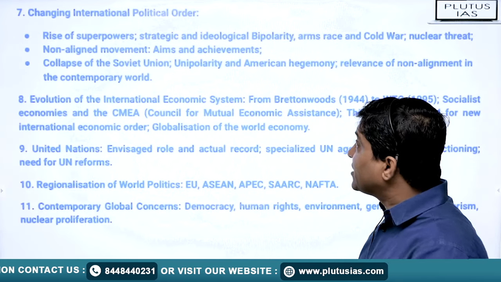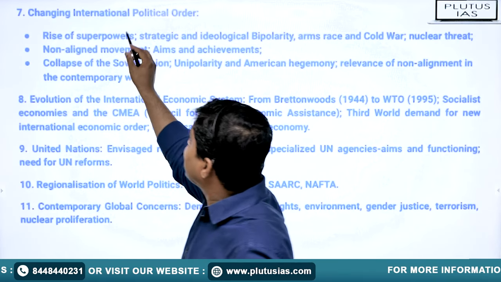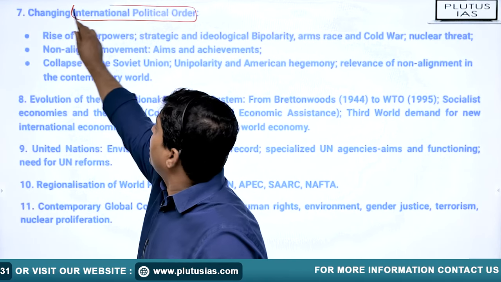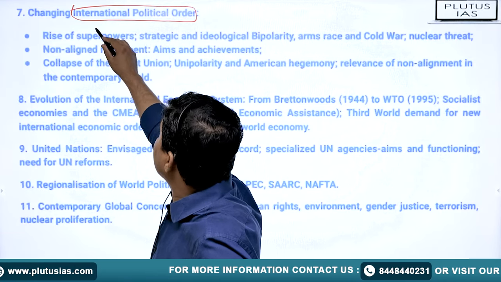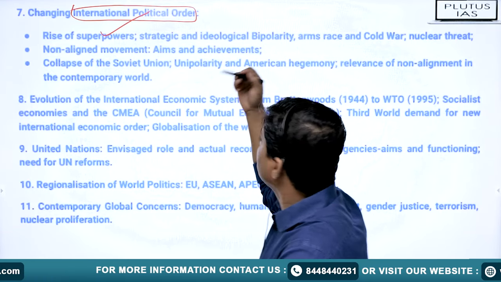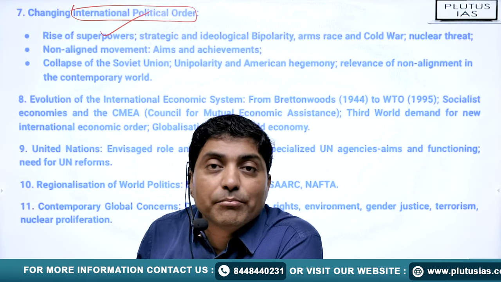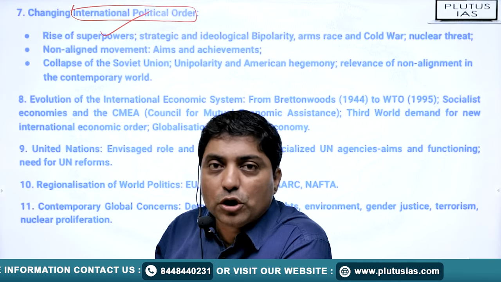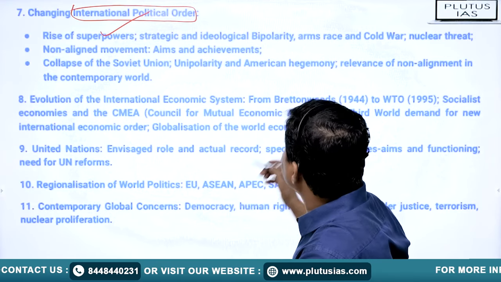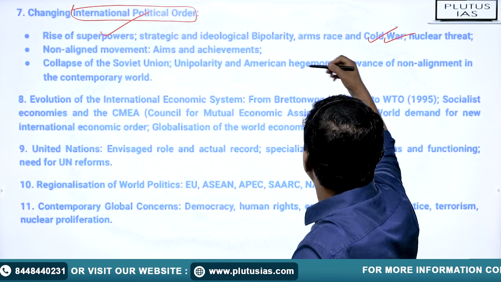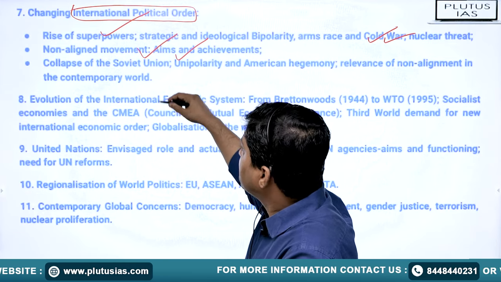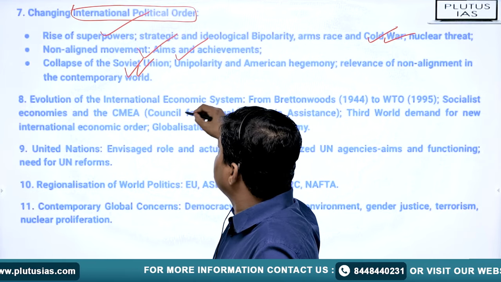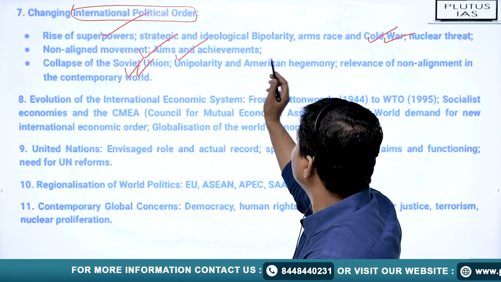Now the next is changes in the international political order, and here we discuss the rise of the superpowers like the US and USSR, and how they made a conflict that is not hot, but the Cold War. As we study the Cold War, we study the arms race, we study the non-alignment movement, and the collapse of the Soviet Union, and how the world has become unipolar.